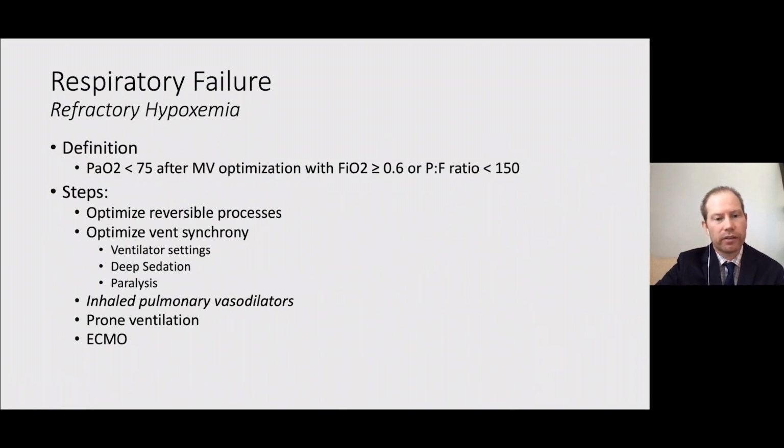Briefly about refractory hypoxemia, in part because this is the primary challenge that we face in COVID-19 patients who are extremely ill. In general, although there's no firm definition for refractory hypoxemia, we define it as a PaO2 of less than 75 after mechanical ventilation optimization at relatively high ventilator settings. If we can, we try to reverse any processes that are ongoing, for example, by using renal replacement therapy or diuresis to remove extravascular or vascular volume, optimize vent synchrony, perhaps with ventilator settings or deep sedation, and then the use of paralysis and prone ventilation, and in some cases, ECMO.